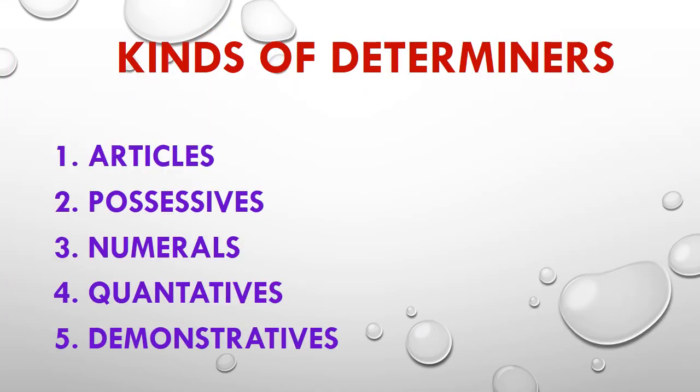Now, students, we will take the kinds once again. So, there are 5 kinds that we have discussed in all the lessons. The first is articles, and in this kind article we have discussed further 2 more kinds, indefinite articles and definite articles. Then we have discussed possessives, after that numerals, then the quantitatives, and the last is demonstratives.